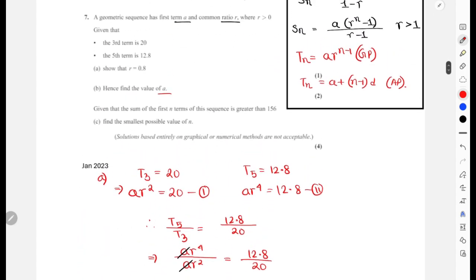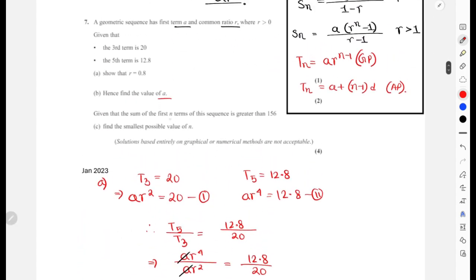After this, again you are given that the sum of the first n terms of the sequence is greater than 156. We need to find the smallest value for n. Okay, this is for greater than, right? Which means the sum of n terms is greater than 156. This is the inequality that was stated from this expression, and now we'll start working it out.